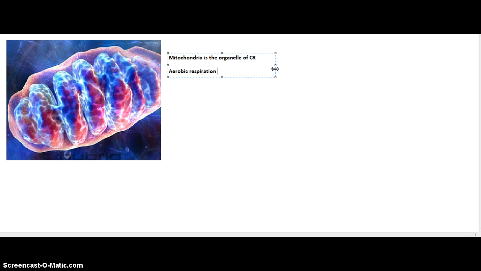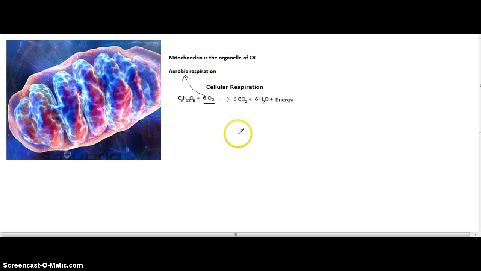Remember, what does aerobic respiration require? Aerobic respiration requires oxygen. And remember the equation for cellular respiration? Glucose plus oxygen. If you have oxygen involved in the situation, it is aerobic respiration.